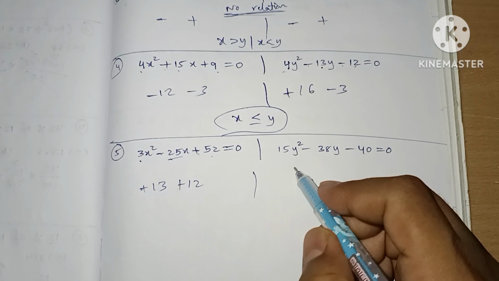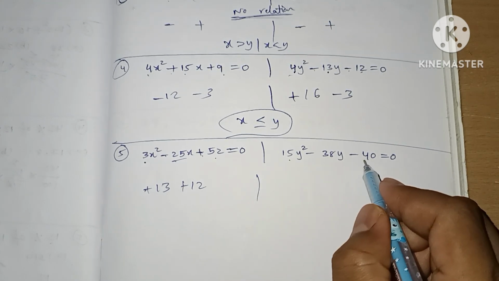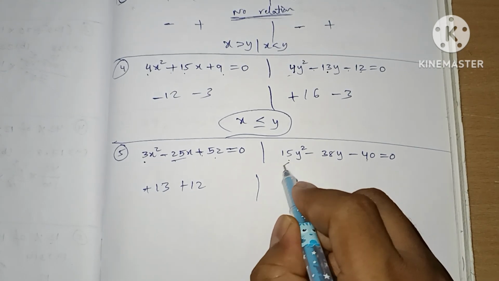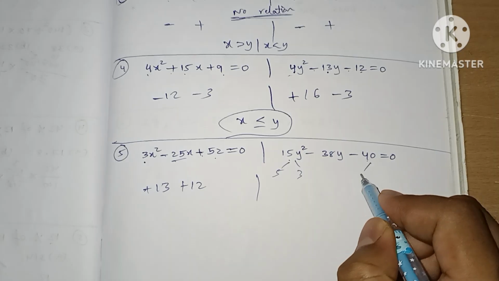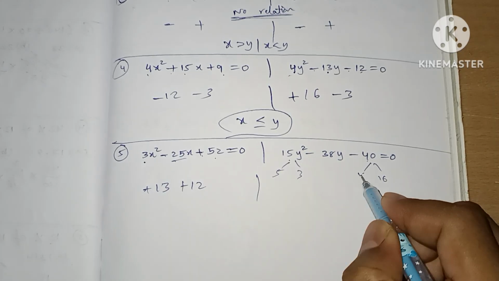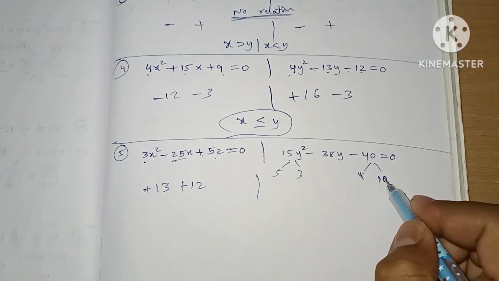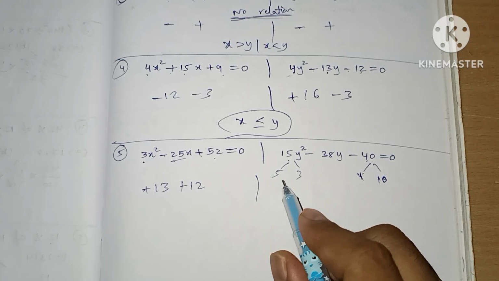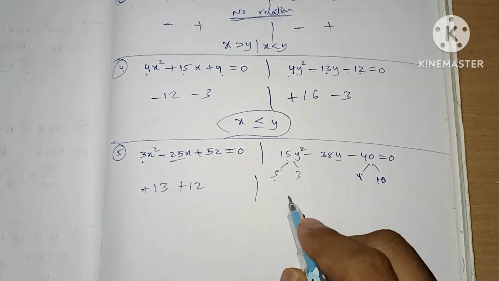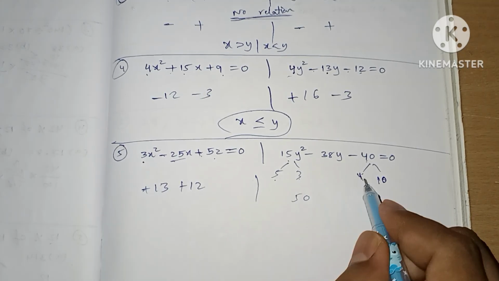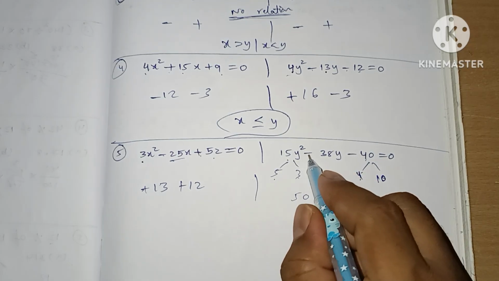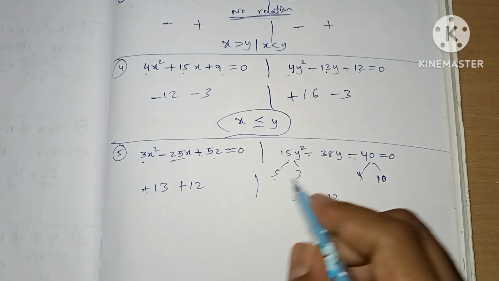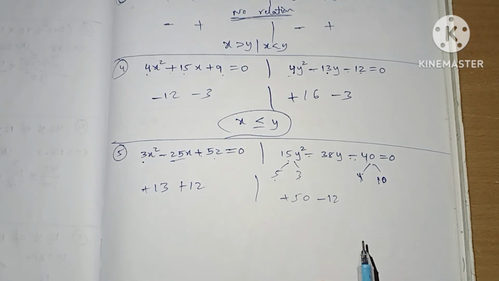Okay, here in this case 15 and 40. Let's divide this as 5 into 3, this as 4 into 10. Now by comparing these, 5 10 times is 50 and 3 4 times is 12, we get 38. Minus and plus, minus and minus means plus and minus are the roots.